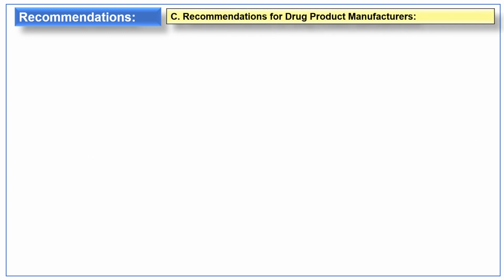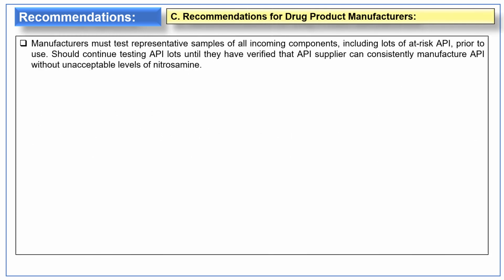Describe recommendation for the drug product manufacturers. The manufacturers must test representative samples of all the incoming materials, including the APIs at risk, prior to use, and they should continue the testing until they have verified that API suppliers can consistently supply without unacceptable levels of nitrosamine.